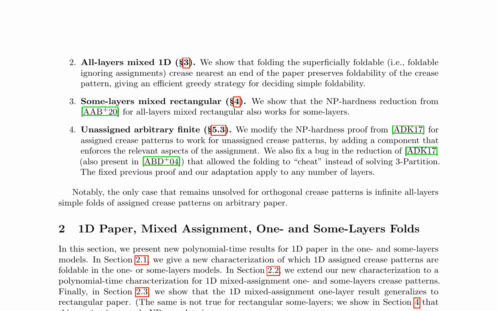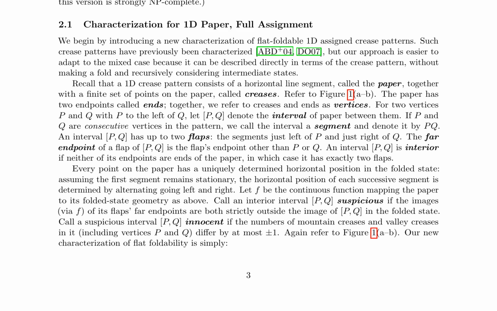The proposed theorem states that an assigned 1D crease pattern is flat foldable if and only if every suspicious interval in the crease pattern is innocent. This result is proven through a cycle of implications, demonstrating the equivalence of flat foldability under different models, including sequences of crimps and end folds, one and some layers simple folds, and general flat foldability.